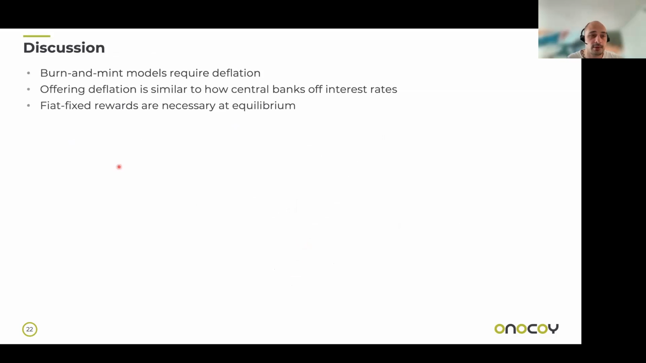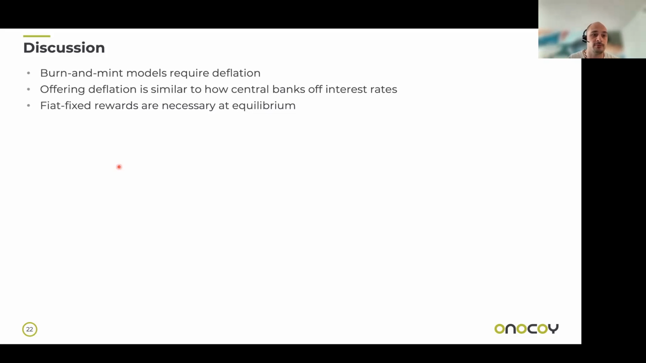So that's it. Basically, three main points. Burn-and-mint models require deflation. Offering deflation as a burn-and-mint economy, as a tokenomic approach, is similar to how central banks offer interest rates. They set their interest rates based on whether they want more capital to stay in the country versus go somewhere else.